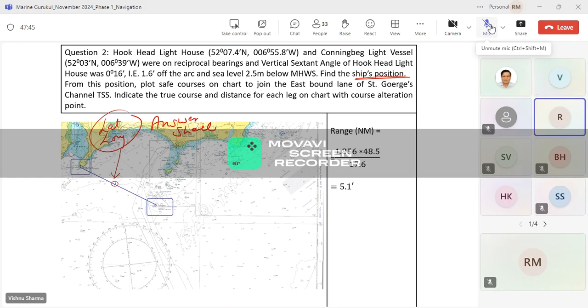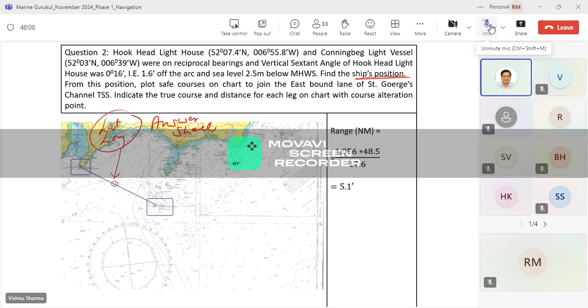Range from any one of the lights? Why range from any one of the lights? Whose vertical angle is given? Hook Head light. So the range will be from that. If you're measuring the height of somebody else and marking from somewhere else, does it make sense, beta? Yes, sir. Correct.